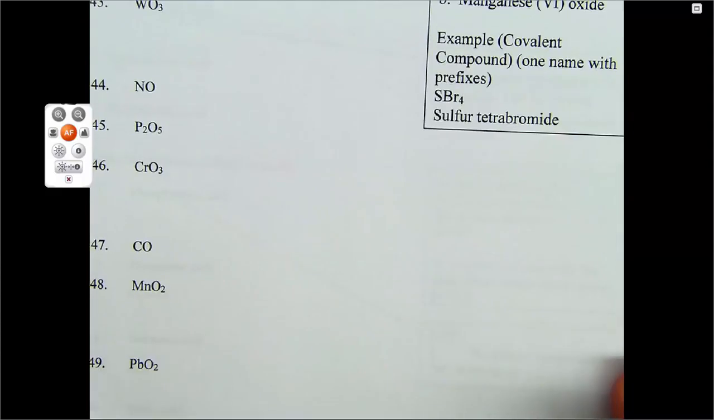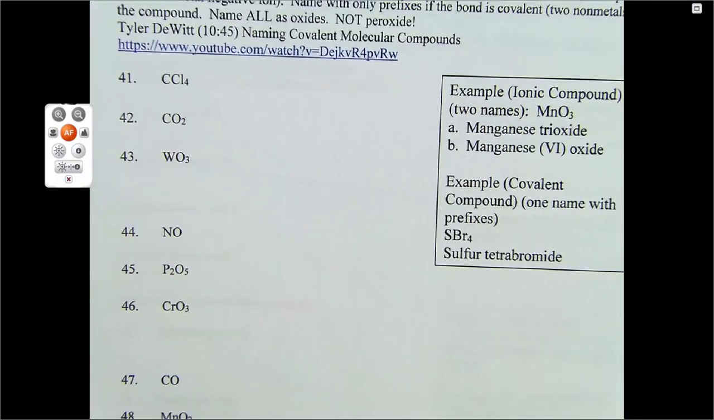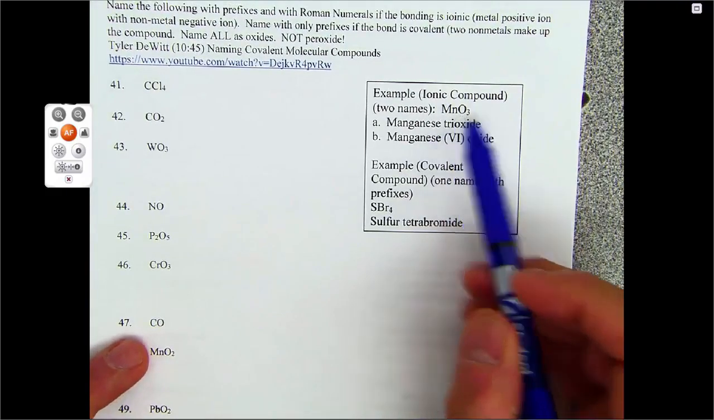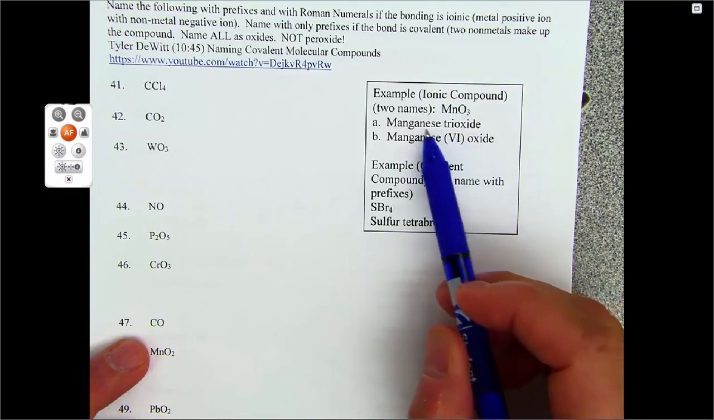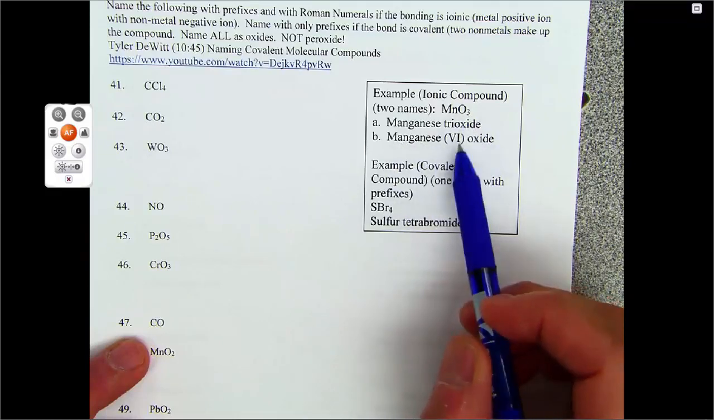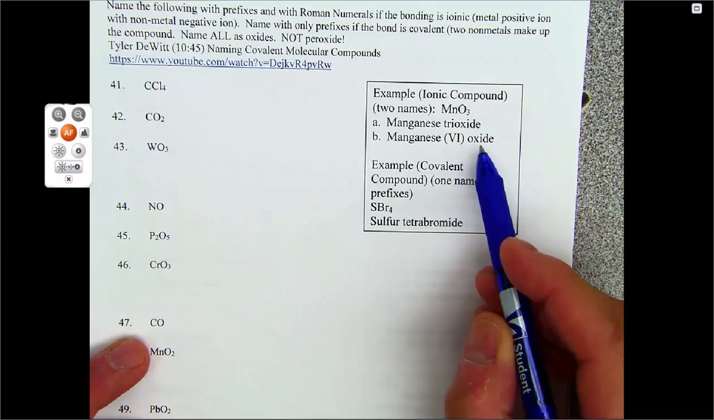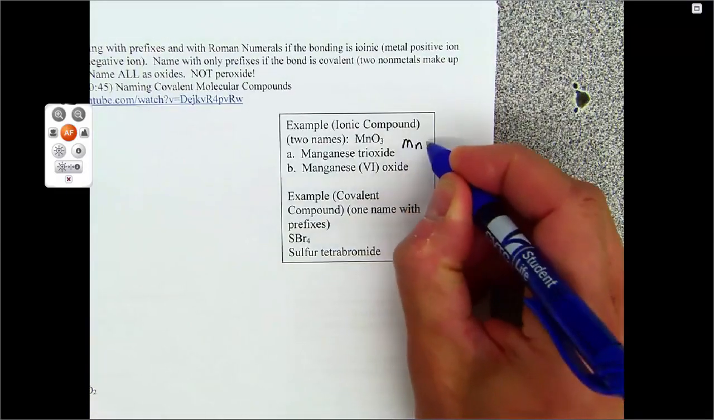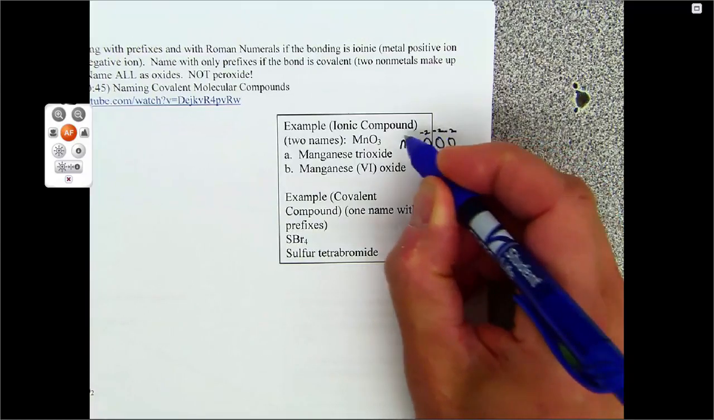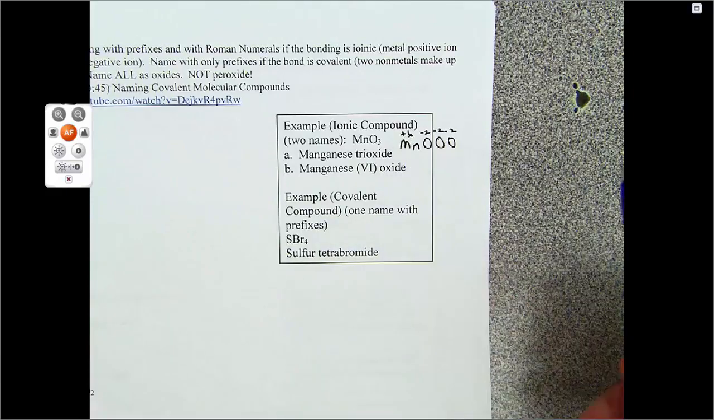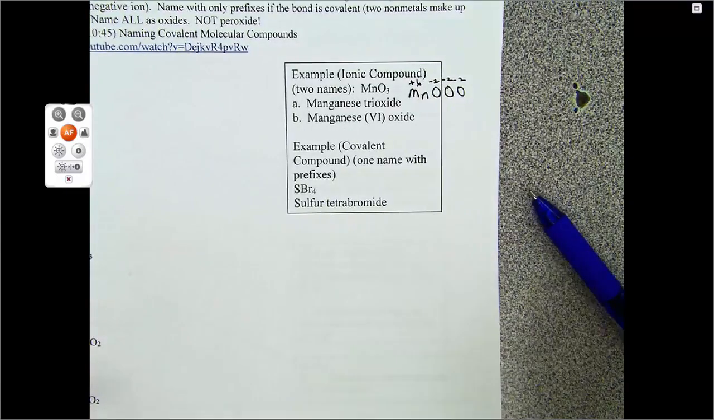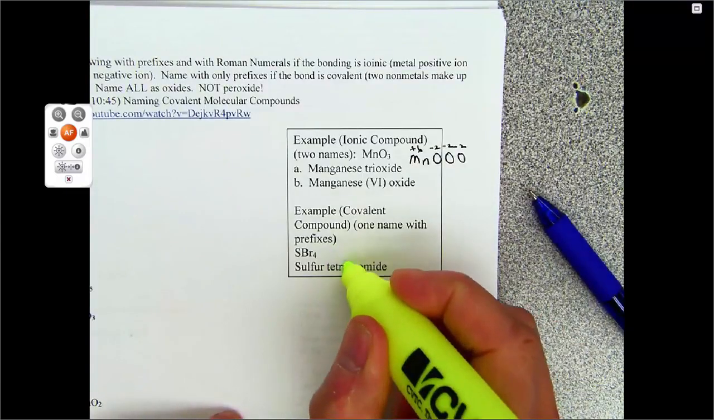Now on page 7, I'm not going to do a recording here. Tyler DeWitt pretty much aced this. All I'll say is that if we have an ionic compound that starts with a metal, I'm having you do this two ways. You could do it as manganese trioxide with the prefix, or if you figured out the Roman numeral, this would be manganese(VI) oxide, treating that as oxide, and all of these are oxides. -2, -2, -2, positive 6.